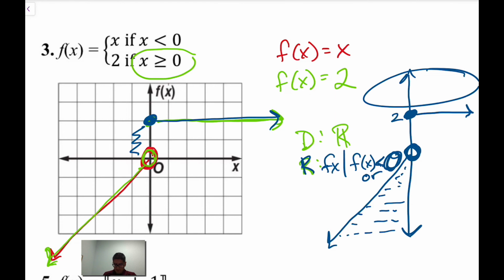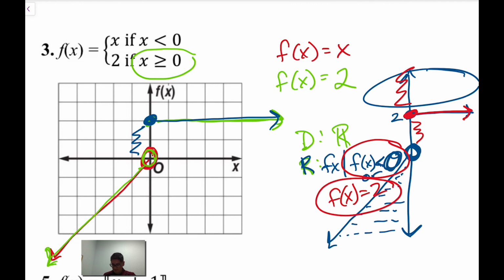Or, and I say the or because there's a gap right there, so I do not include that gap, and I don't include anything up here. But I have to include this line right here, so f of x must also equal 2, and only 2, nothing else. So this top one here is a range of numbers that go below 0, and this one here is a specific number at 2 because it's a horizontal line. Okay?